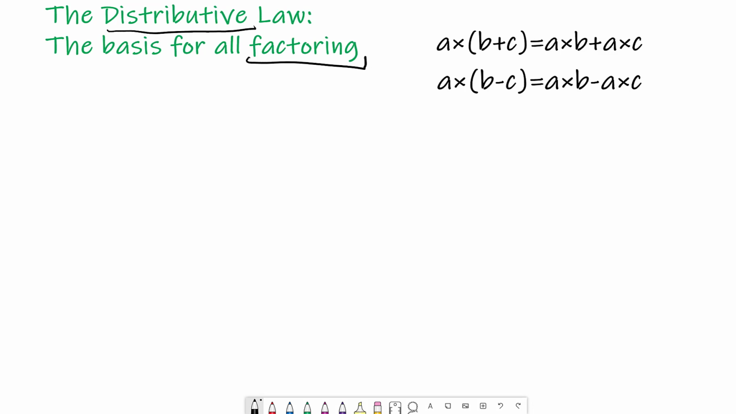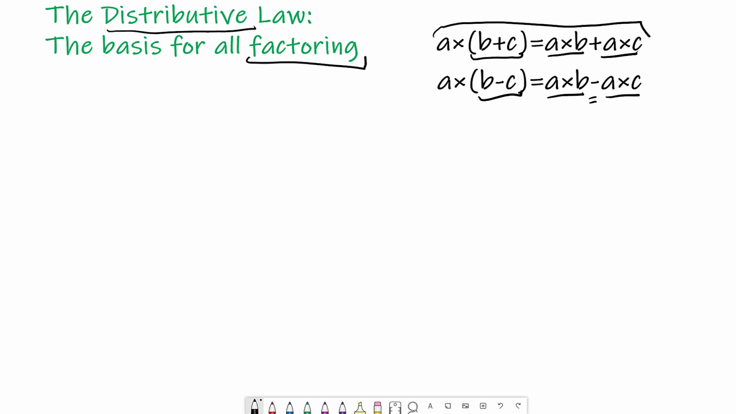It says, and here I did this in a generic form, not with numbers, but with variables, that A times (B plus C), the addition of these two numbers here, equals A times B plus A times C. And we also have the same thing for a difference, for subtraction. A times (B minus C) equals A times B minus A times C.